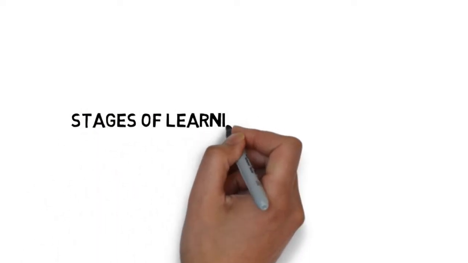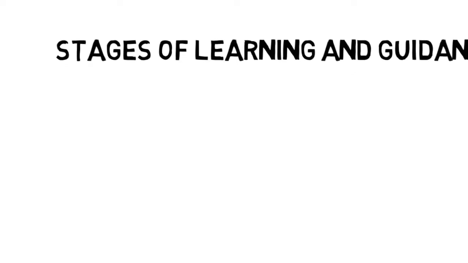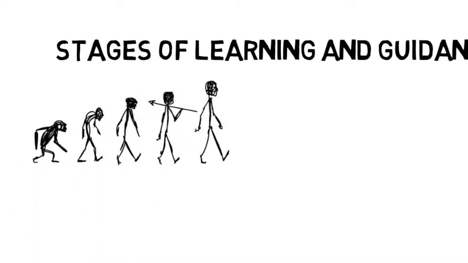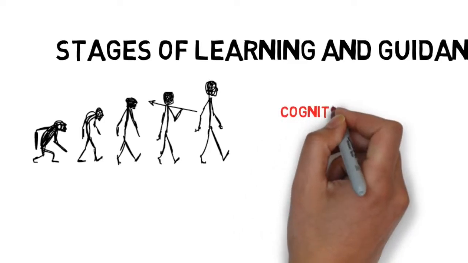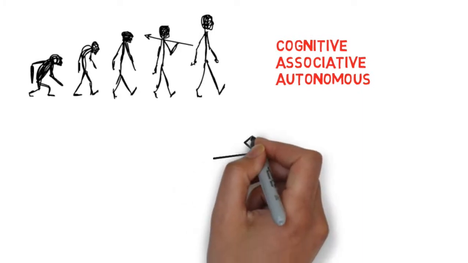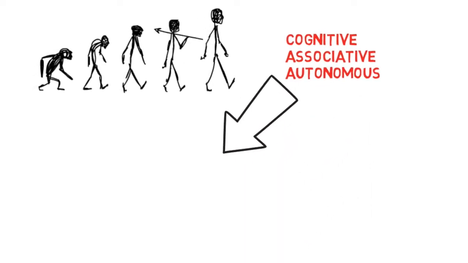Hello, and in this session we're going to be looking at the stages of learning and guidance. So as it says, there are certain stages that you have to go through when you're learning a movement skill, and the names of those stages are the cognitive, associative and the autonomous stage. So let's look at the first one, the cognitive stage.